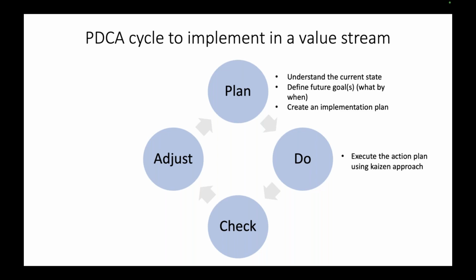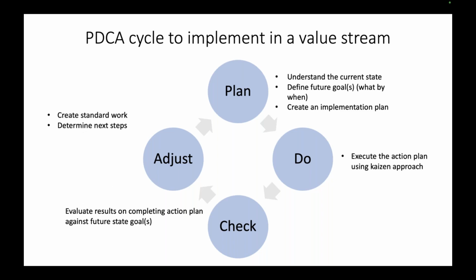Execute the plan, execute the pilot using the Kaizen approach, try to build the numbers rapidly, and then you have more time to practice using the numbers. Evaluate the results. There is a level of comfort of people learning how to use the numbers. Then you create the standard work. You got your pilot in place. Then you determine for that value stream, what are the next steps?